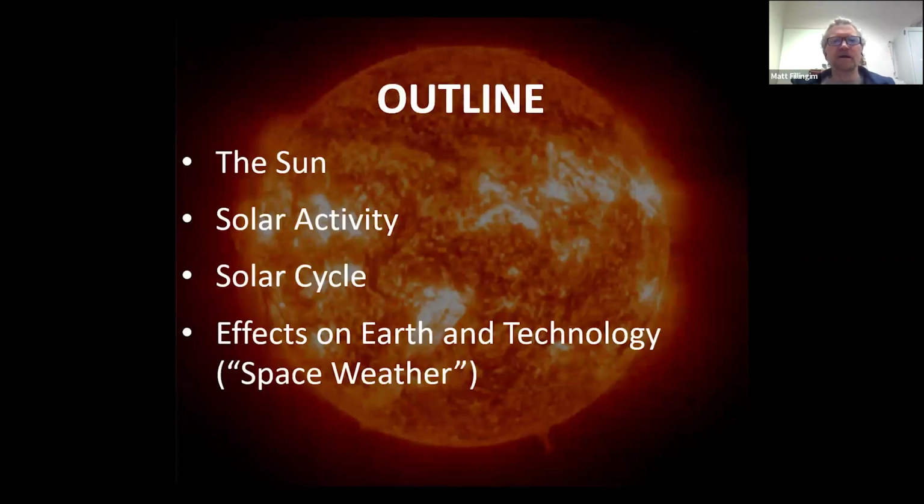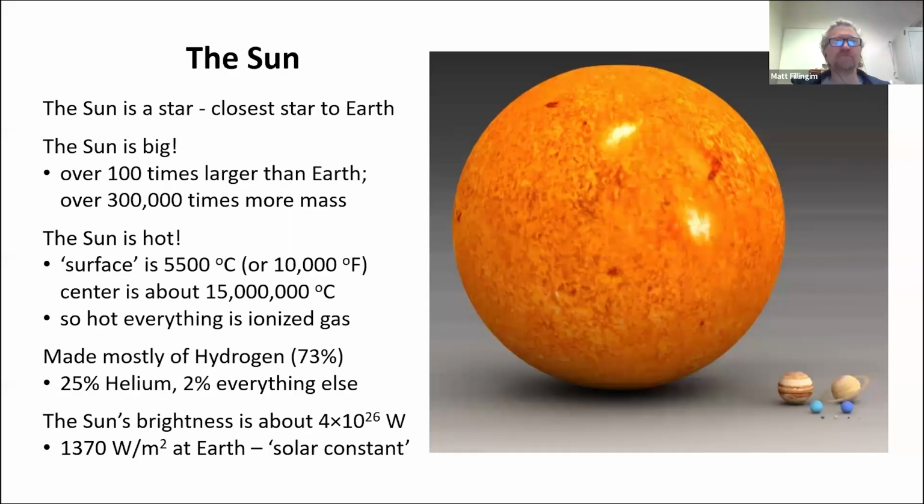So there's a nice picture of the sun, not usually how we see it when we look at it, but I'll talk a little bit about that in a bit. But very briefly, I just want to talk a few minutes about the sun itself, some general properties, and then what we mean when we say solar activity, how the sun is active, and then how that activity changes over time in what we call the solar cycle, where we have solar minimum conditions and solar maximum conditions. We'll focus on the maximum part. And then what effects that can have on Earth and on our technology, a topic that we sometimes call space weather. So I'll say a little bit about that too at the end.